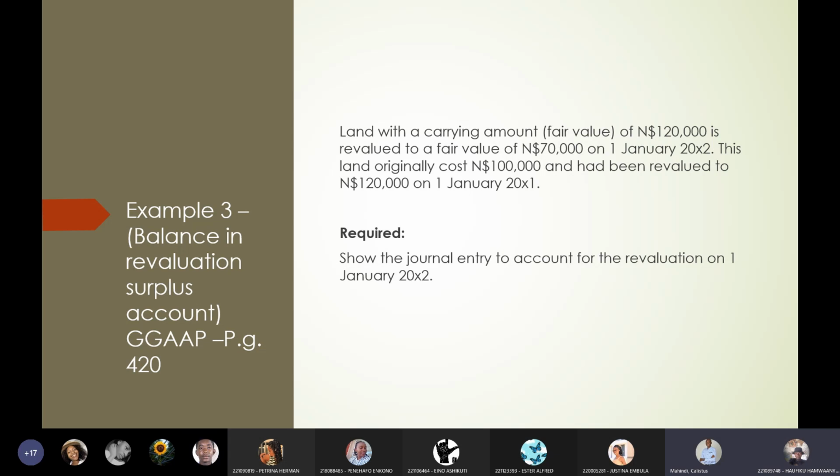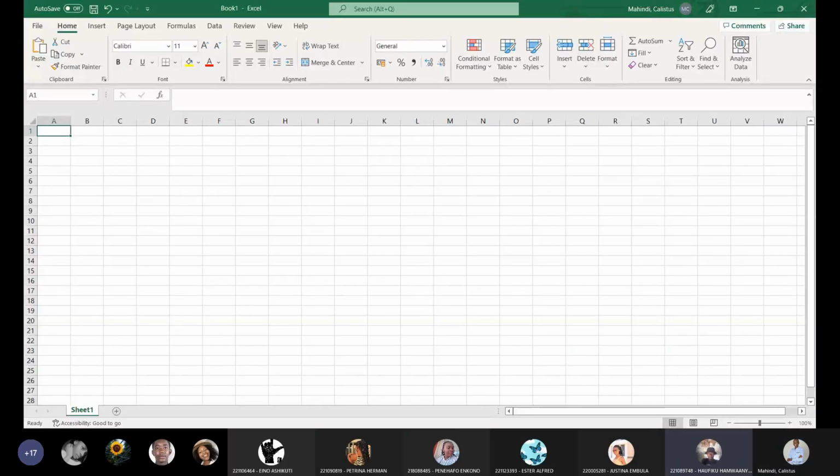Let me share my Excel window. I'm sharing my Excel window, but I'll go back to the question just to pick up the important points in that question.